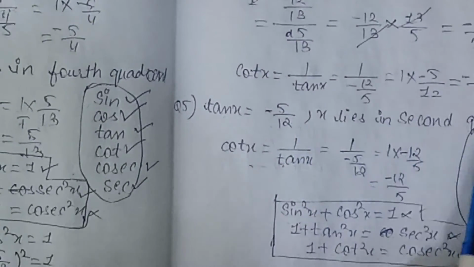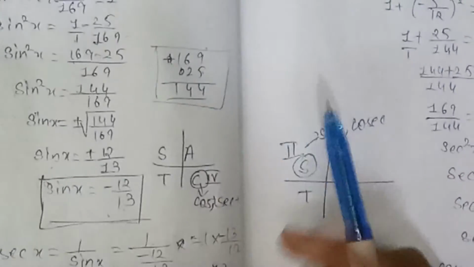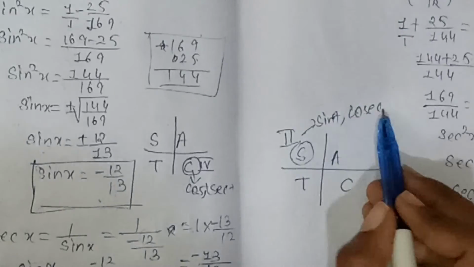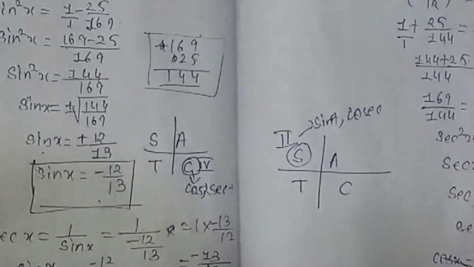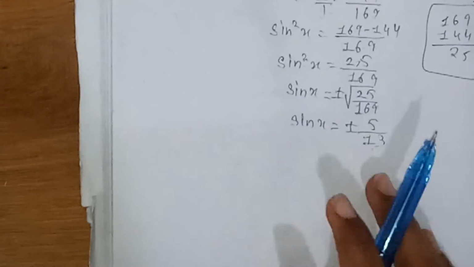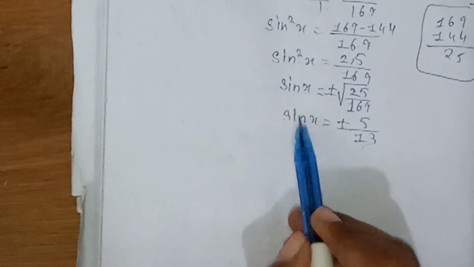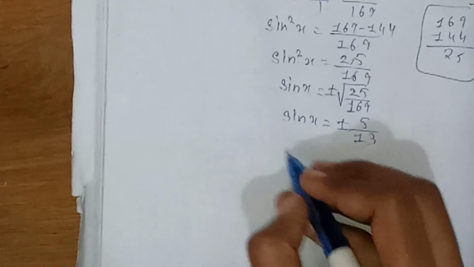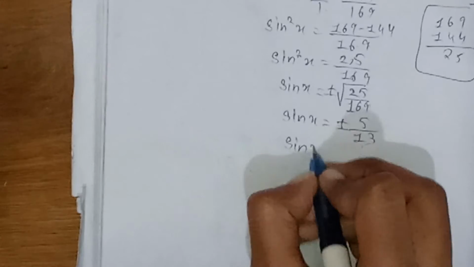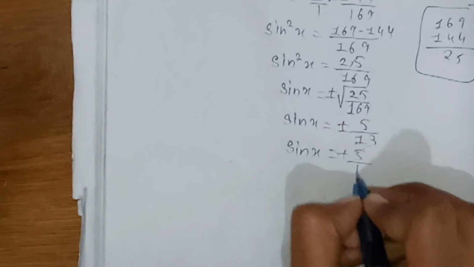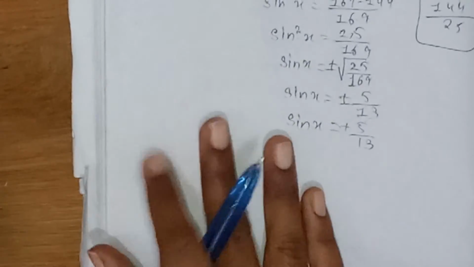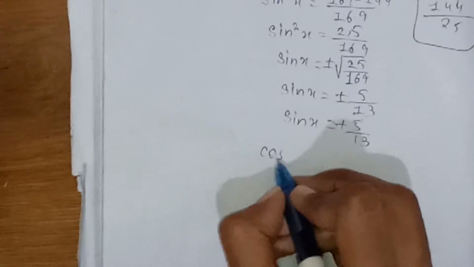So x lies in second quadrant. So x lies in second quadrant means what? In second quadrant, only sine and cosecant are positive. All others are negative. So here in the second quadrant sine and cosecant are there. So sine is there. So what is the value of sine? Plus 5 by 13. We got the value of sine also. Automatically we can find the value of cosecant also, right? The reciprocal of sine.